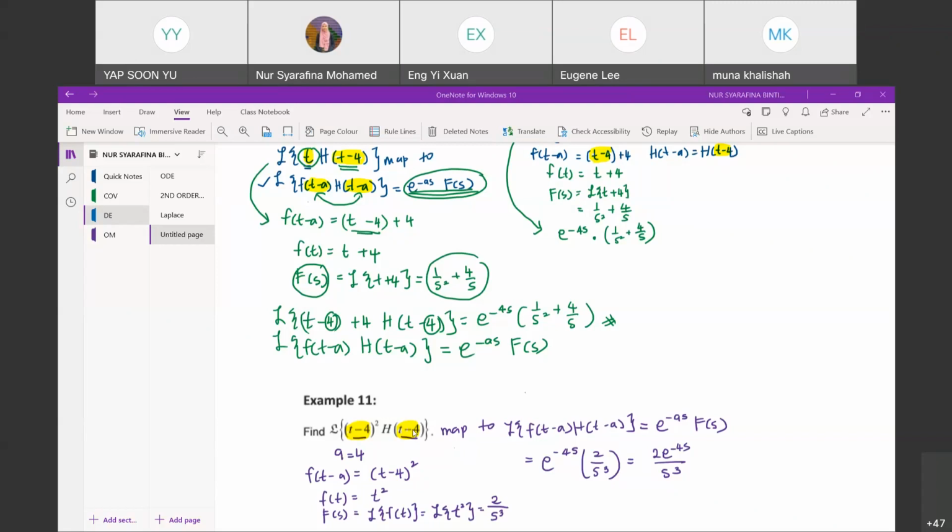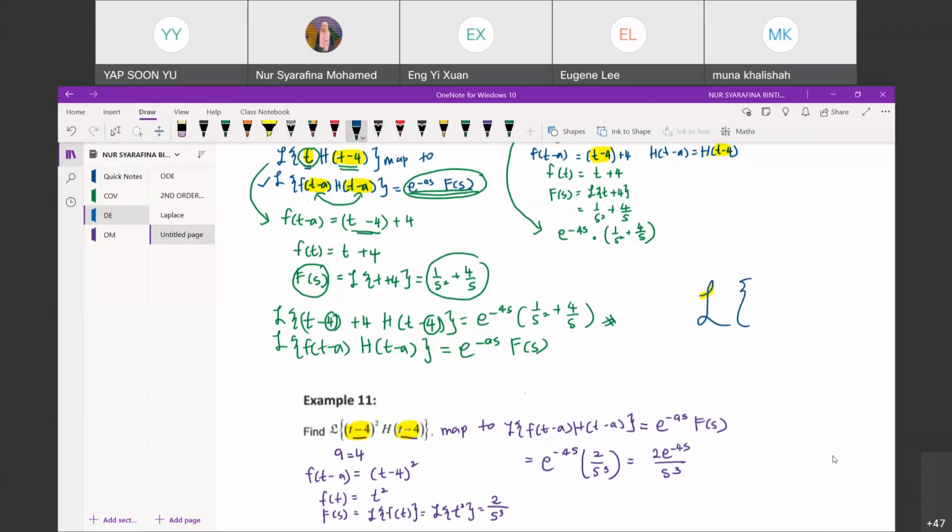The symbol of what? Transformation? The transformation L here. Laplace transform of f(t) equals F(s).